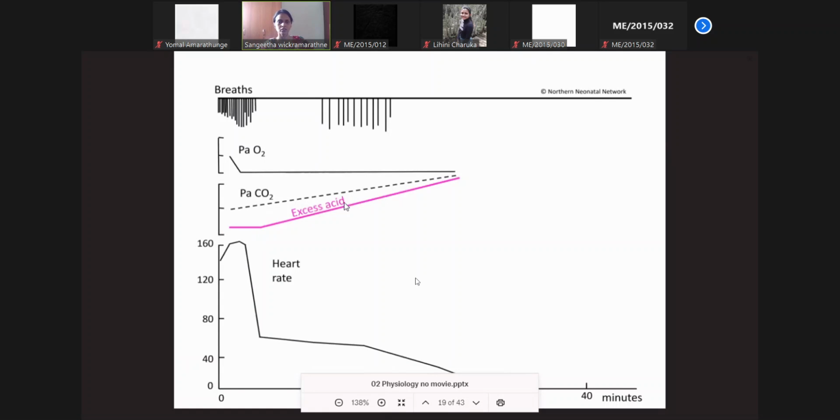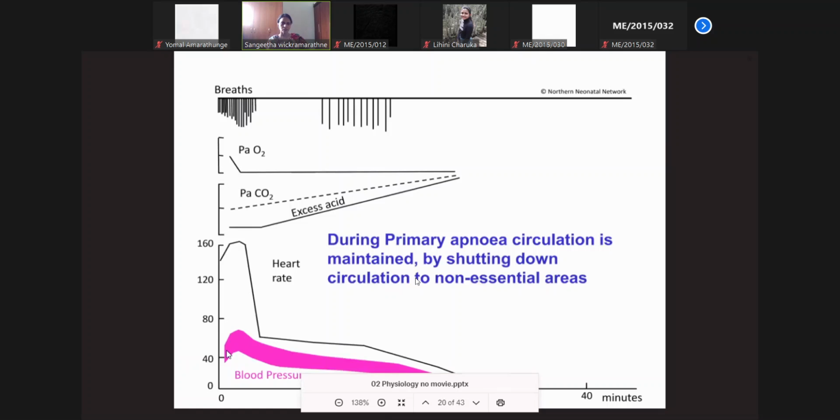So the acids also they have shown here. Just like the carbon dioxide, you can see acid accumulation also here. And your blood pressure follows the same pattern as heart rate. So initially compensatory blood pressure rise, followed by gradual drop, maintenance for vital circulation here. And during the terminal apnea, just as the heart rate, it will be dropping.